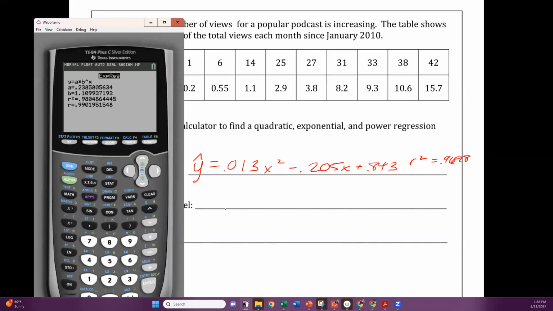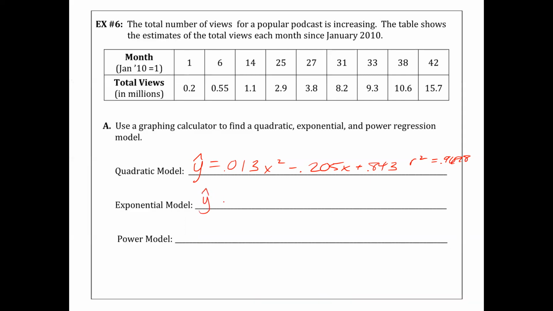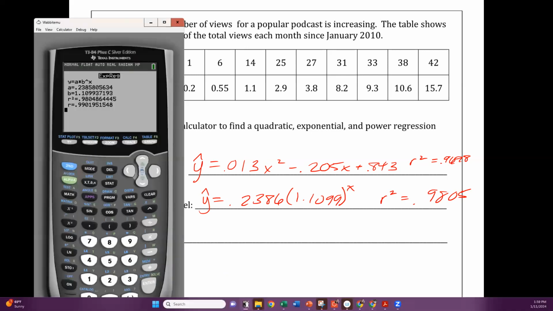So we have y equals 0.2386 times 1.1099 to the x, and the r squared here equals 0.985. Okay. All right. Now we're going to do the power model. So our power model is what we have left.